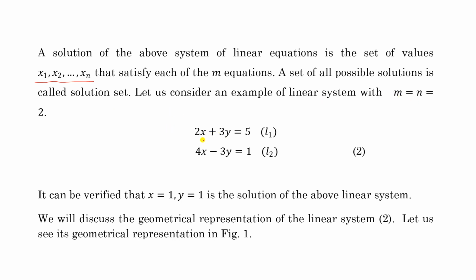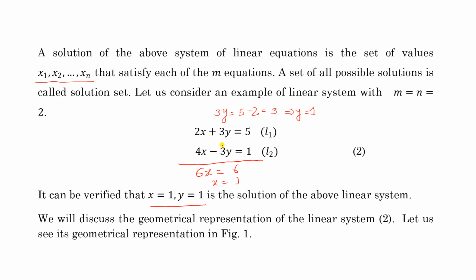Let us consider the linear system where L1: 2x plus 3y equal to 5, L2: 4x minus 3y equal to 1. If I say to solve this, it's very easy. You can add them. This will cancel out. This is 6x equal to 6. So x equal to 1. If you put x equal to 1 here, this will give 3y equal to 5 minus 2, this is 3. So this implies y is also equal to 1. So x equal to 1, y equal to 1 is the solution of the above linear system.